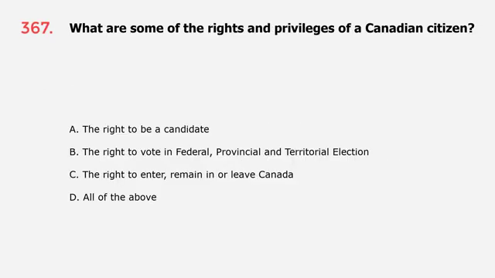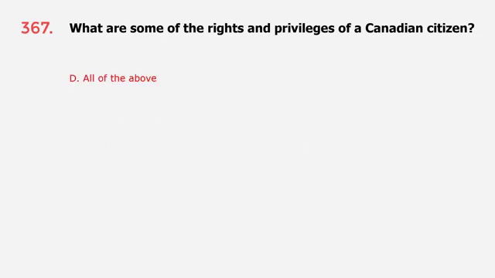Question 367. What are some of the rights and privileges of a Canadian citizen? A, the right to be a candidate. B, the right to vote in federal, provincial, and territorial elections. C, the right to enter, remain in, or leave Canada. D, all of the above. The answer is D, all of the above.